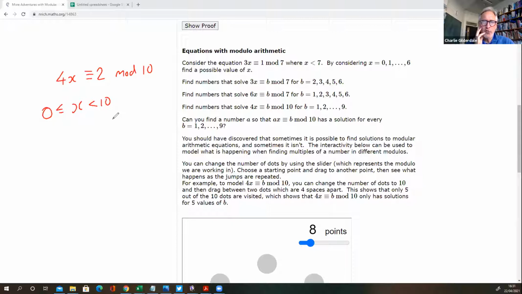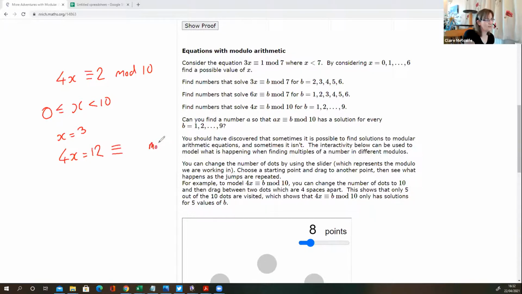So shall we check the two solutions that have been offered? So if x equals 3, we have 4x is equal to 12. And if we consider that mod 10, I'm going to start thinking about remainders now. You've written mod 2, Claire. Oh yeah, I've written mod 2, mod 10. It's a bit like my differentiation last night. So 4x equals 12. So if you think mod 10, 12 is equivalent to 2 mod 10.